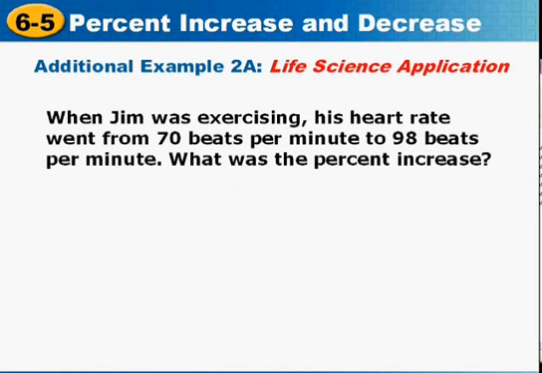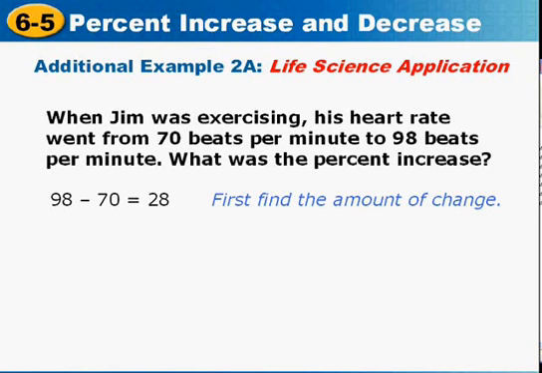So here's an additional example. We're going to be working real-life applications. When Jim was exercising, his heart rate went from 70 beats per minute to 98 beats per minute. What was the percent increase? So we already know this was a percent increase. It tells us. So we're going to find the amount of change. 98 minus 70 is 28. So we went up 28 beats.